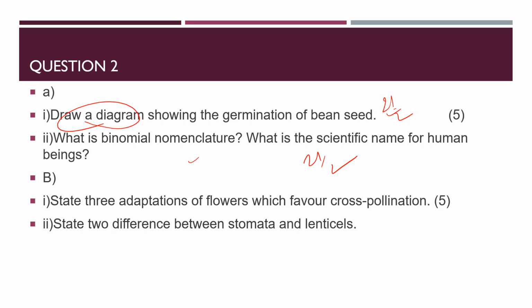Now the second question is, what is binomial nomenclature and what is the scientific name of human beings? Now while discussing about the classification, I have taught you the binomial nomenclature, what is it, and what is the definition of binomial nomenclature. So please go through it. What is the scientific name of human beings? This you all know. Now the next question is, state 3 adaptations of flowers which favor cross pollination and state 2 differences between stomata and lenticels. So this question is also having 5 marks. Okay, is it clear? So these are all the subjective type questions.